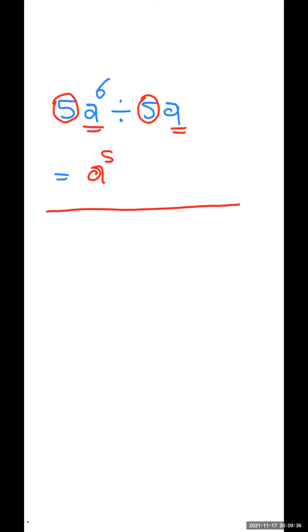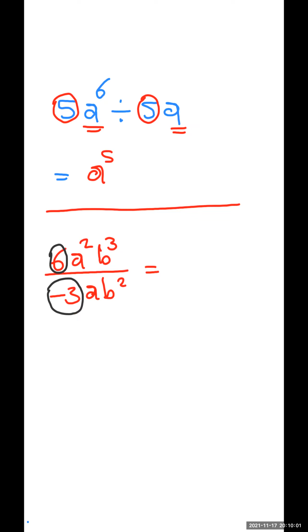The second one, 6a squared b to the power 3 divided by negative 3ab squared. Guys, listen, please. So now here, divide 6 by negative 3. You are dividing a positive number by a negative number, so of course the result will be negative. So negative 2. A squared divided by a is a. B to the power 3 divided by b squared is b. That's it. The next one.